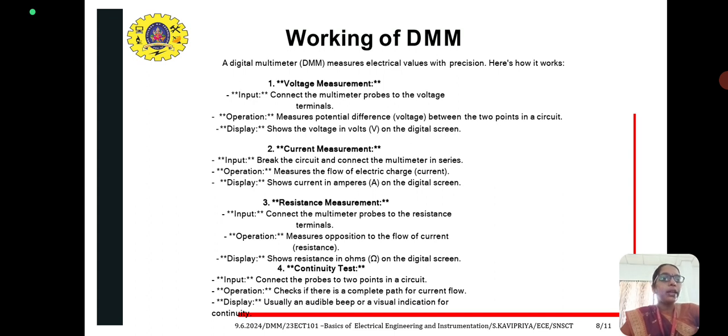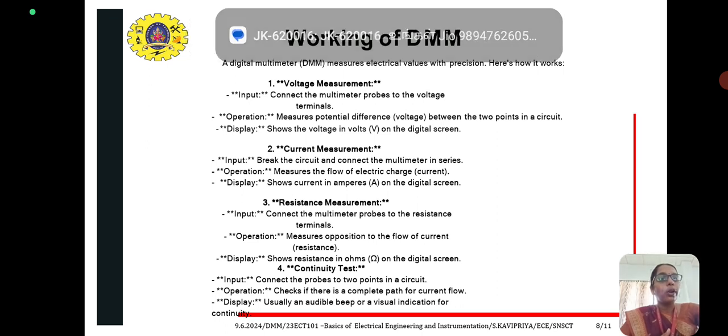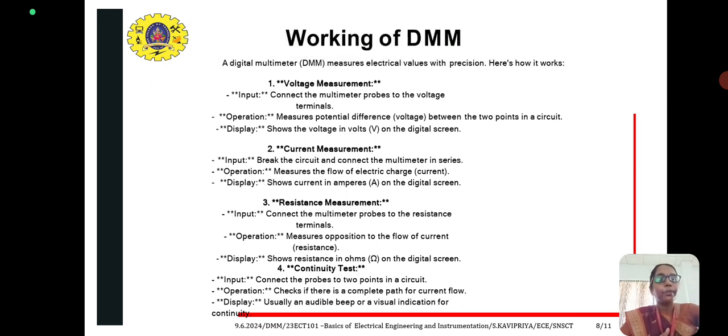Next is the working principle of the digital multimeter. A digital multimeter measures electrical values with more precision and accuracy. So we can see the working of this DMM. First is voltage measurement. For the input, connect the multimeter probes to the voltage terminal, and the operation is that it measures the potential difference between two points in a circuit, and displays the voltage in volts on the digital screen.